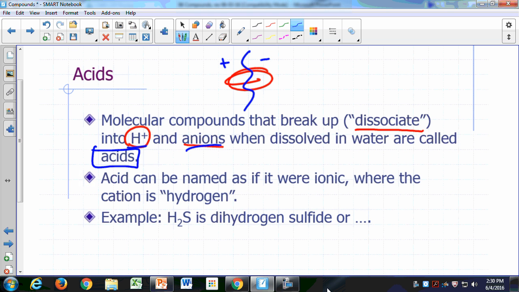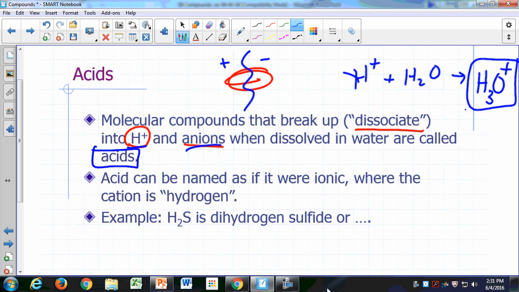So that's what acids have in common. If you put them in water, some or all of the molecules will break apart, or dissociate, and one of the fragments would be H plus, hydrogen ion. The H plus actually attaches itself to a water molecule. So H plus, when it combines with a water molecule, gives you a polyatomic ion known as hydronium ion. Hydronium.